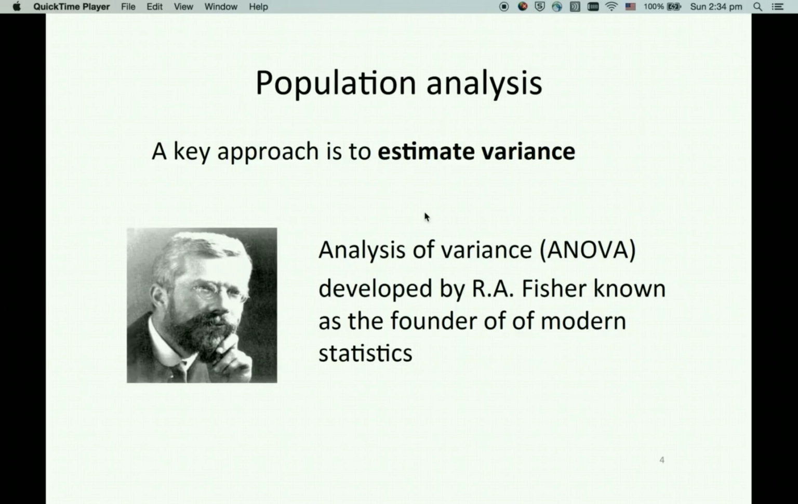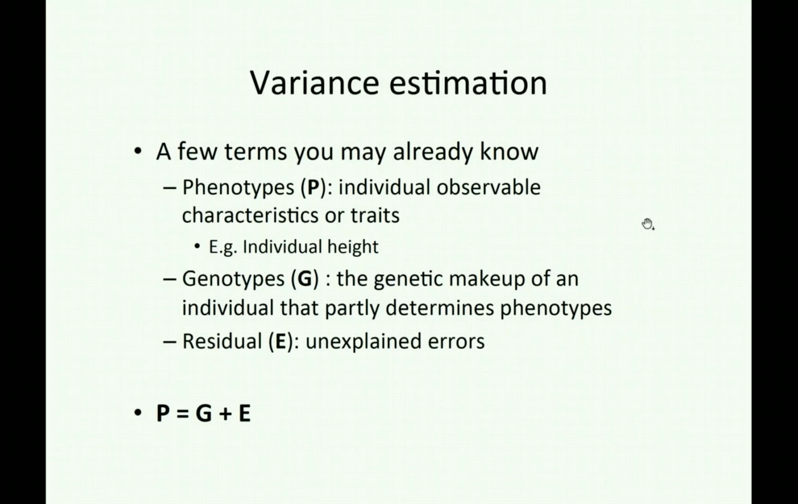In population analysis, the key approach is to estimate variance. So analysis of variance, called ANOVA, is widely used in many fields. This was developed by Fisher. He is known as the founder of modern statistics. So in order to estimate variance, there are a few terms you may need to know.